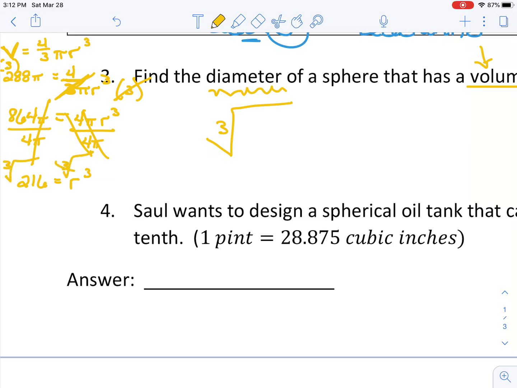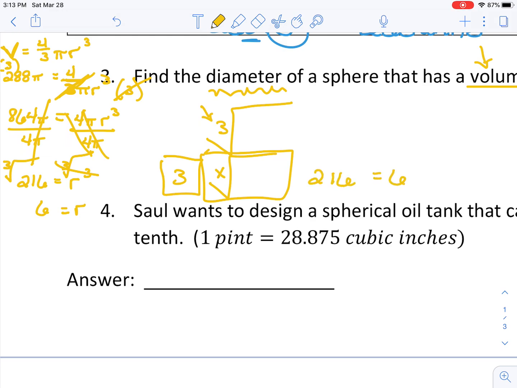So when I take the cube root of both sides, I get r is equal to 6. Now, some of your calculators, you won't be able to see this actual cube root, but you will see an x root. So if you push the 3 button first, then your x root button, and then type in your 216, it should spit out 6.